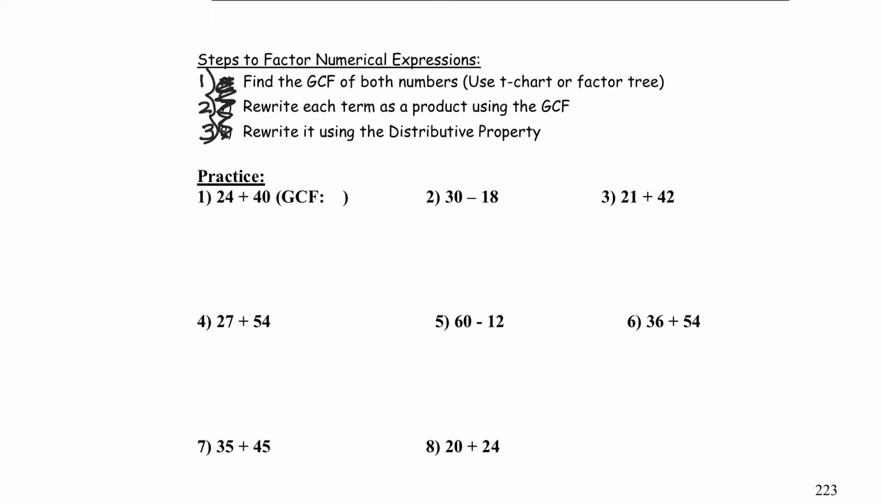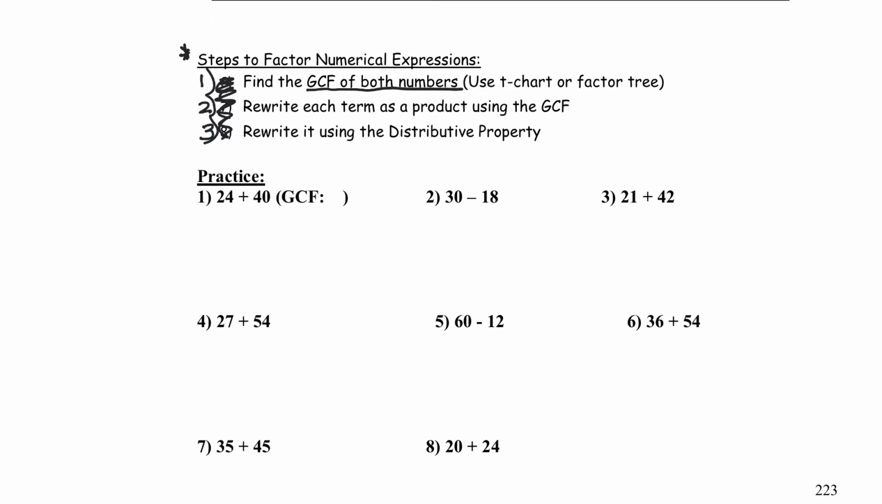Okay, so step 1, steps to factor numerical expressions. Step 1, find the GCF of both numbers. You can use the T-chart or factor tree if you want. If you're good with your facts, you can probably figure out what the GCF is. Please make sure it's the greatest common factor, not just a common factor.